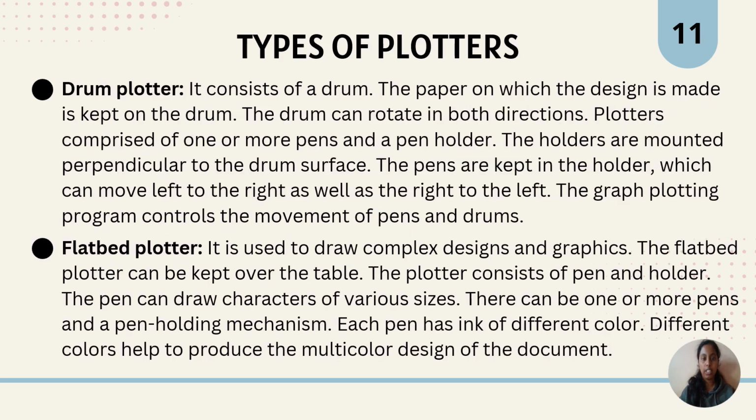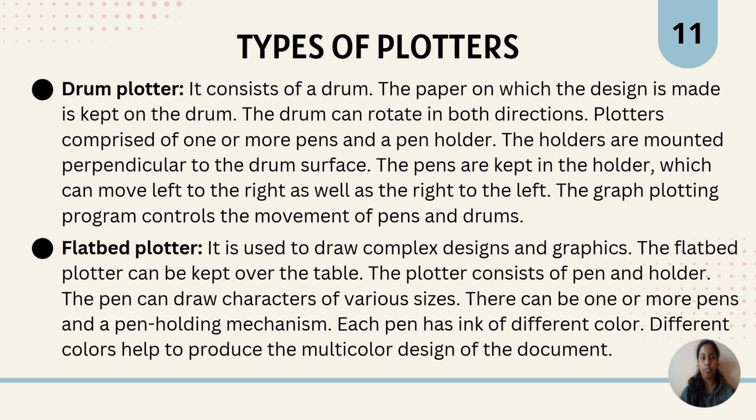Drum plotter. It consists of a drum. The paper on which the design is made is kept on the drum. The drum can rotate in both directions. Plotters comprise one or more pens and a pen holder. The holders are mounted perpendicularly to the drum surface. The pens are kept in the holder, which can move left to right as well as right to left. The graph plotting program controls the movements of the pens and the drums.